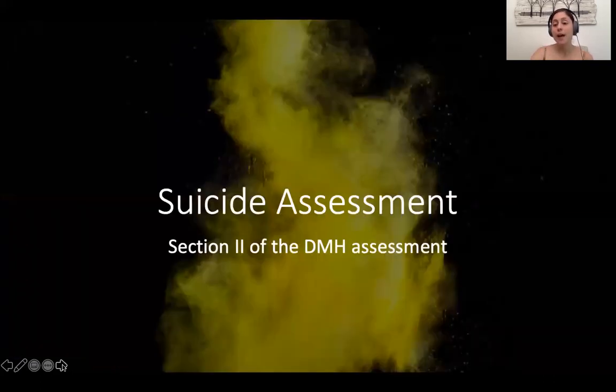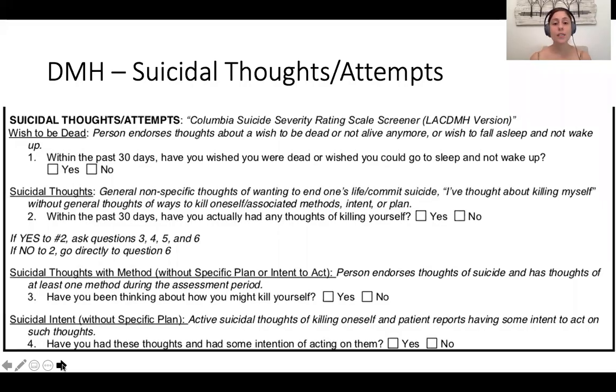Okay, so now I'm going to walk you through completing the suicide assessment section of the DMH assessment, which is section 2. Okay, so this here is section 2 of the assessment, which is right beneath the presenting problem on the first page, and is fairly self-explanatory in that it's a bunch of check boxes and follow-up comments.